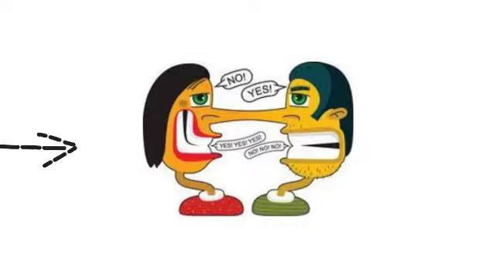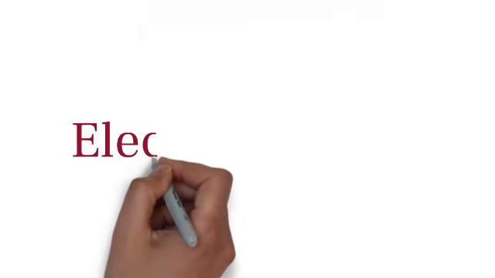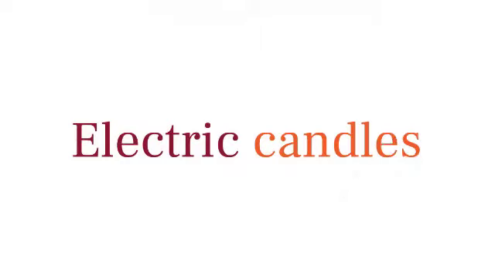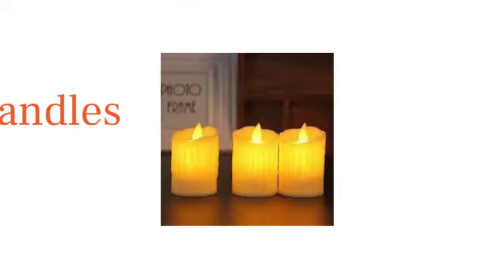Next, oxymorons can even be used to describe everyday objects like electric candles, invisible ink, etc. These are oxymorons because candles ideally belong to the pre-electric era, and the purpose of ink is to show and not to hide.